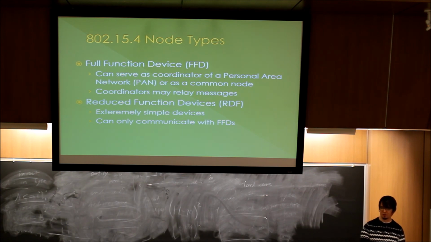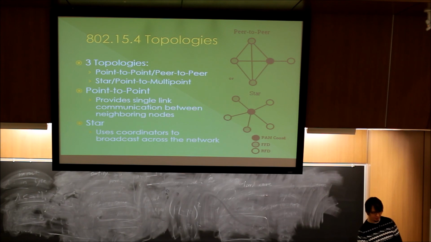Then you also have reduced function devices, whose purpose in life is mostly for saving on energy. I mean, in wireless sensor networks, it's an important aspect since battery life is generally limited, but they only communicate with full function devices, and that's all they can do. They can't manage anything. They don't do anything but basic communication with one full function device, which ends up playing a part in the topologies, which is the next slide conveniently.